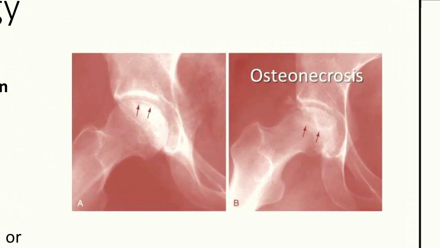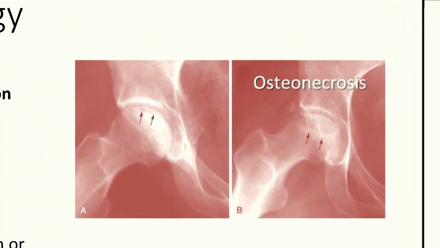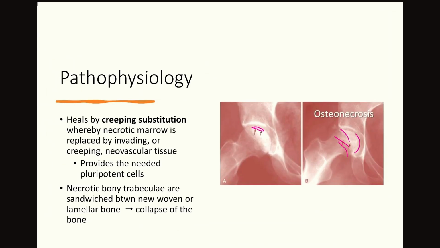So you can see here the way, here's the first little bit, and then it kind of spreads more of that head as it goes through. So it's called creeping substitution. Necrotic marrow is replaced by invading or creeping neovascular tissue and provides the needed pluripotent cells to make new stuff. We get necrotic bony trabeculae. We talked about the trabeculae before in Paget's disease. When that trabeculae gets damaged, the integrity of the bone becomes very weak as well. So this new woven, and you get collapse of the bone.